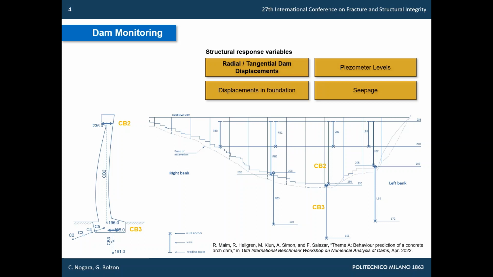The drawing represents the cross-section and the view from downstream of our reference dam. And CB2 and CB3 are the displacements we have analyzed. CB2 is the displacement at the crown, while CB3 is the displacement in the foundation.